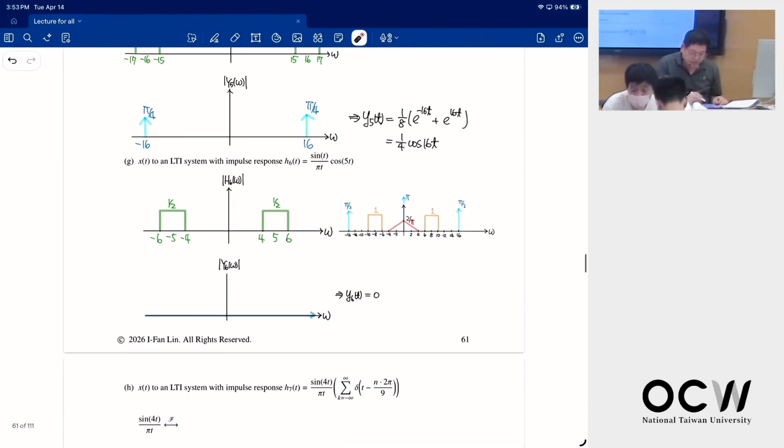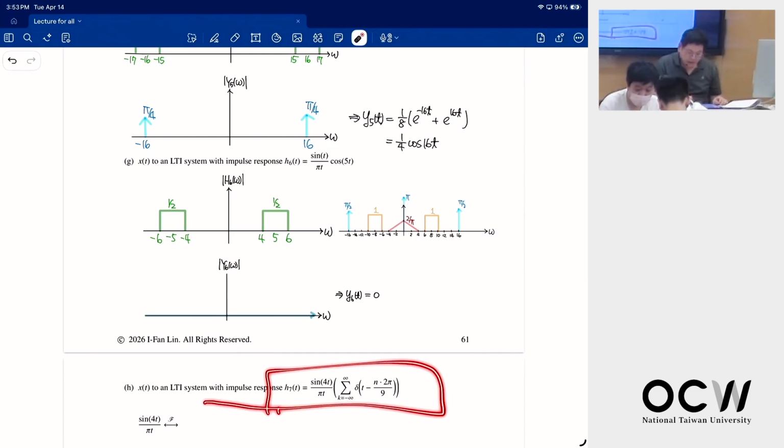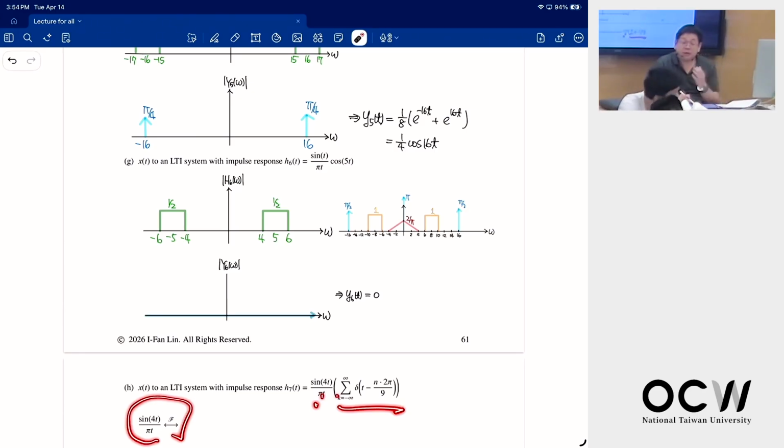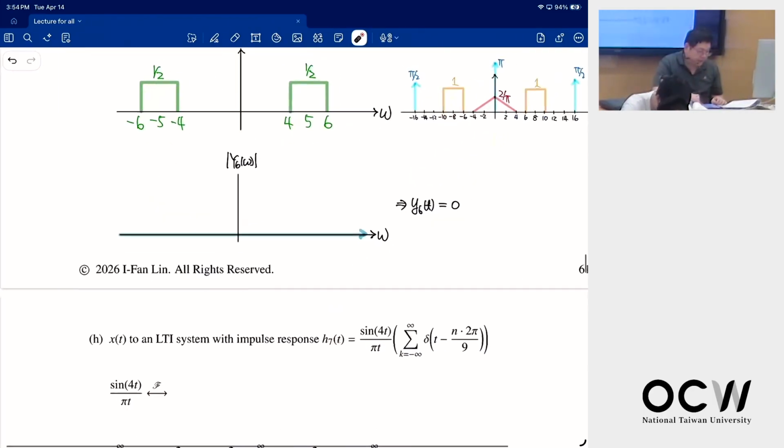Last one, you are sending to the impulse train. So now if you send it to impulse train, what happens? Actually, this is still a sinc function, right? Times the impulse train. So at least we know sinc function times the impulse train. In frequency domain, then we do the convolution. So first we need to know what is the sinc function in frequency domain. It is a rectangular pulse.